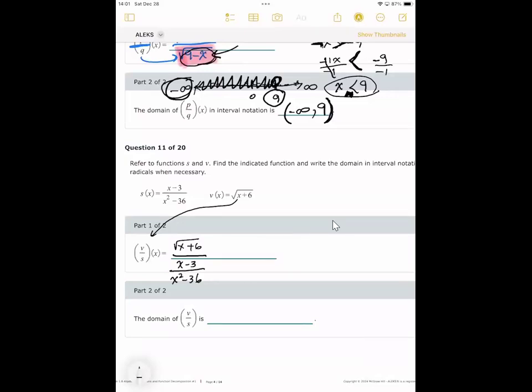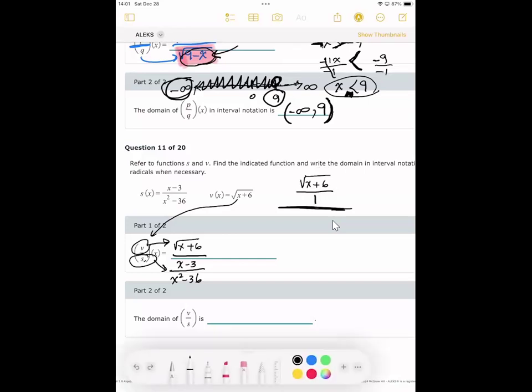I want to show you a shortcut to simplify this. The bottom function is a fraction. The top function is not a fraction. So make it a fraction. How do you make something a fraction? Just give it a 1 denominator. This is the same as x plus 6 over 1. The bottom is a fraction, so that's good.